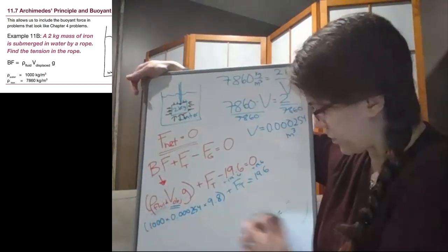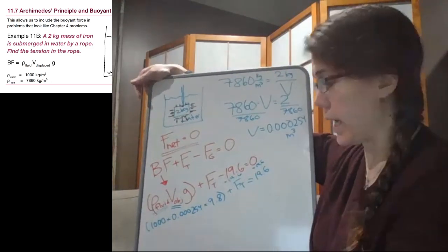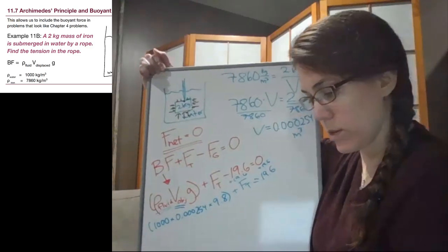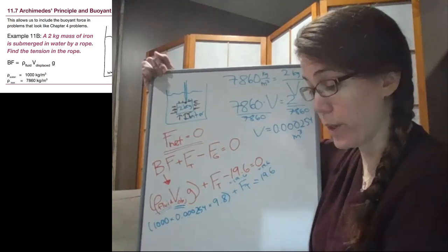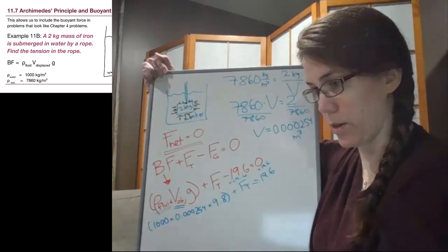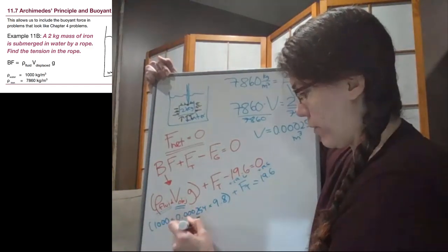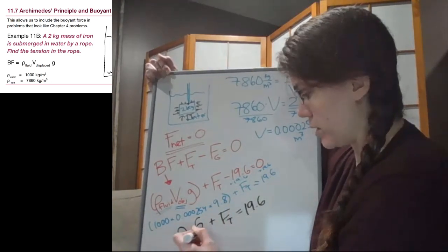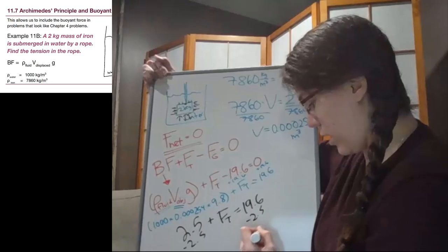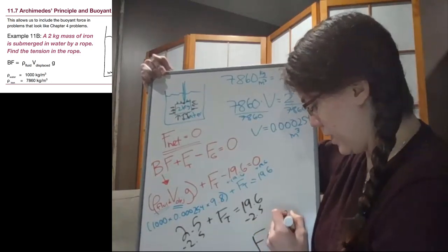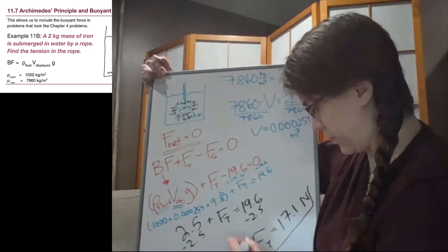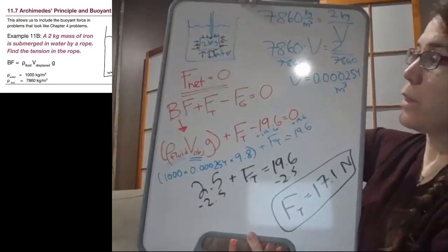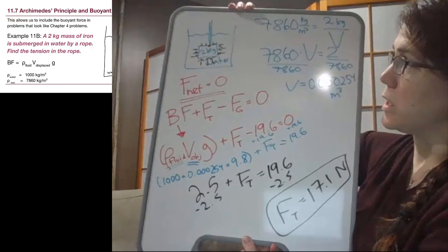If we look, we now have everything in here except our one unknown. So we can get the value of that first buoyant force term. We just multiply those three numbers together in our calculators, and we get 2.5. So 2.5 plus our tension is equal to 19.6. If we subtract 2.5 from both sides, our tension in this problem is 17.1 newtons.